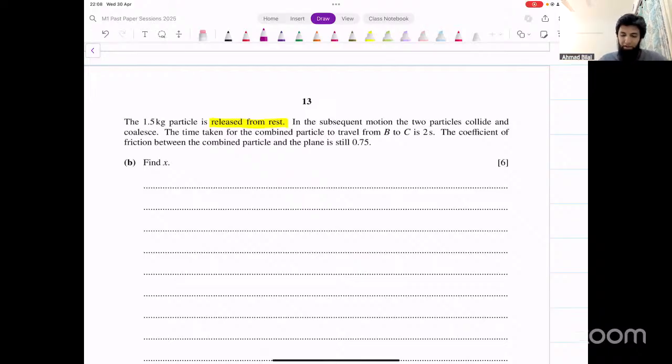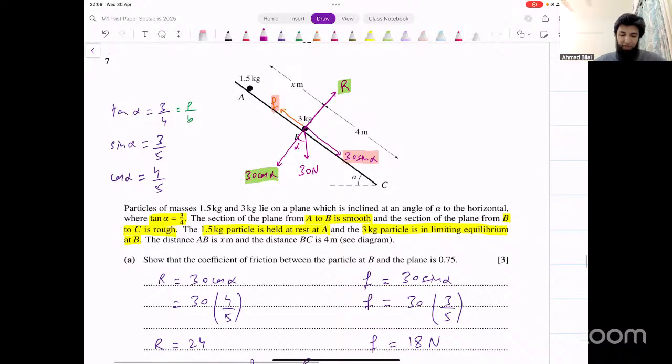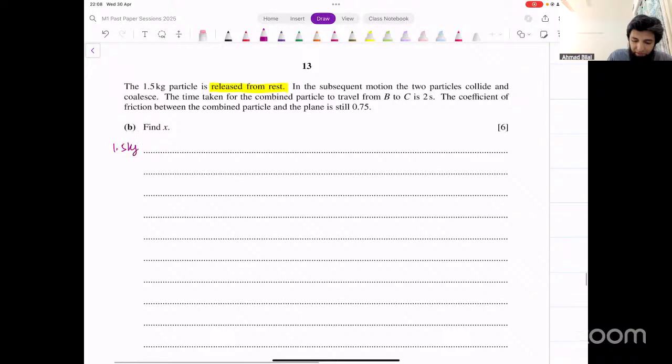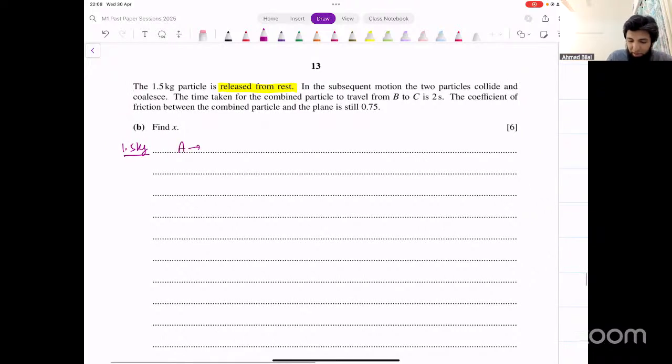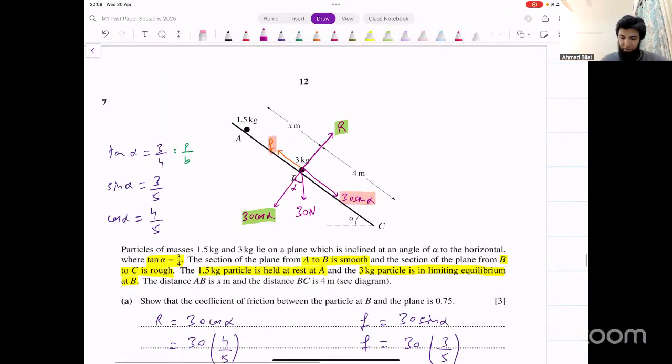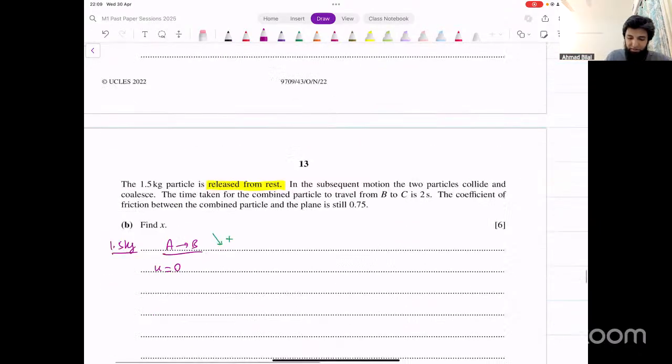First of all, let's understand what happens as the 1.5 kg particle moves from A to B. That's the first part that we're considering right now. Let me write that here: 1.5 kg particle as it goes from A to B. What do we know about this part of the journey? It's going downwards, so we consider this direction positive. We know that it started from rest, so u is equal to 0. We know the displacement to be x meters.